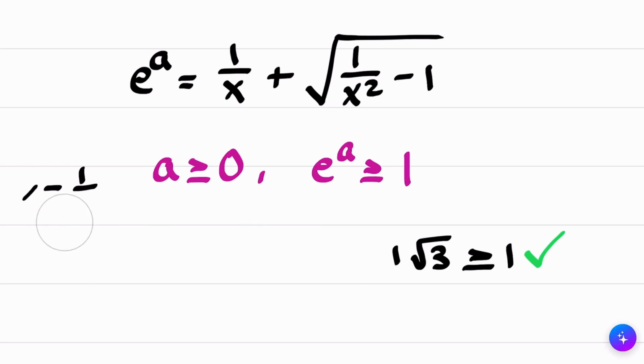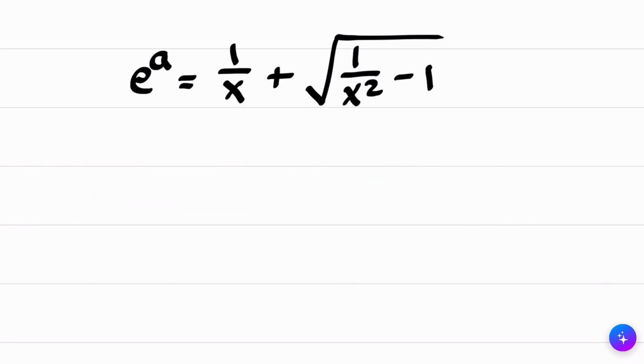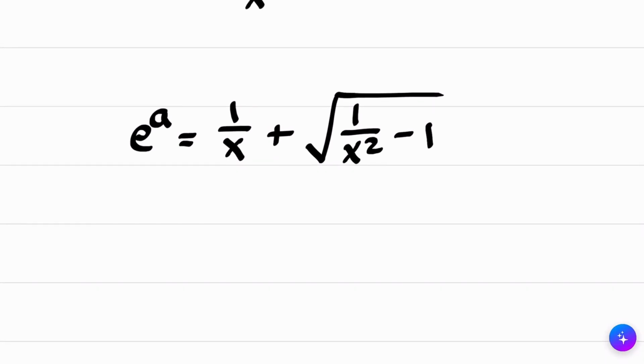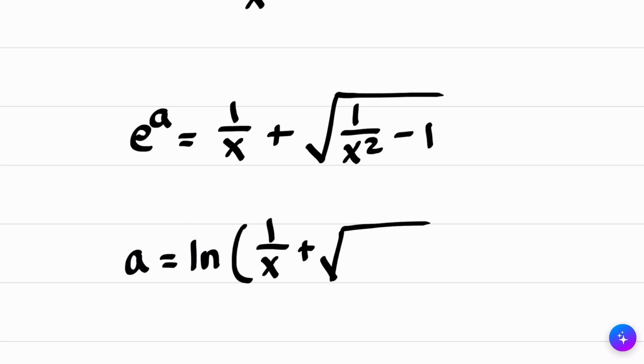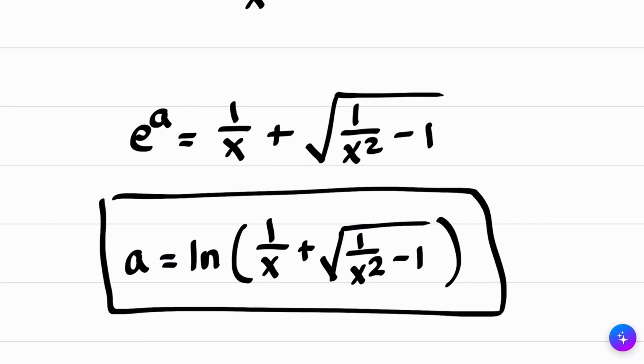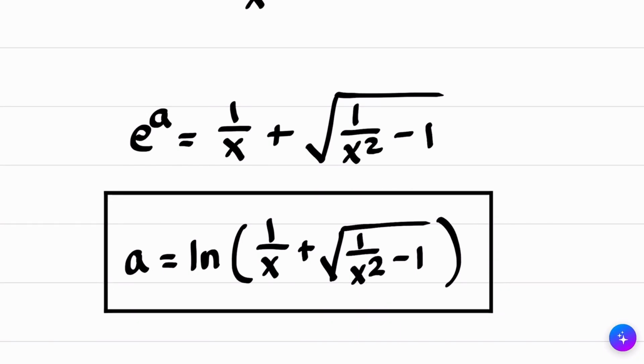So there you go. All of that little checking there just to determine a plus or a minus. But there we have it. That is our expression for e to the a. And now if we take the natural log of both sides, we get that a is equal to the natural log of 1 over x plus the square root of 1 over x squared minus 1. So this is the expression that we get for inverse hyperbolic secant. This is what we're going to try to integrate for the rest of the problem because it is much easier than inverse hyperbolic secant and will lead to a nicer result.